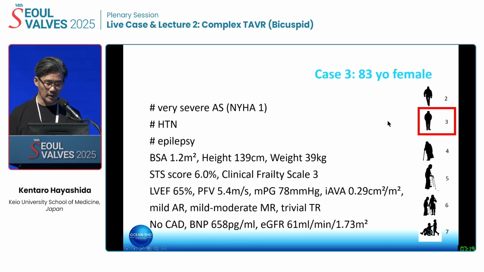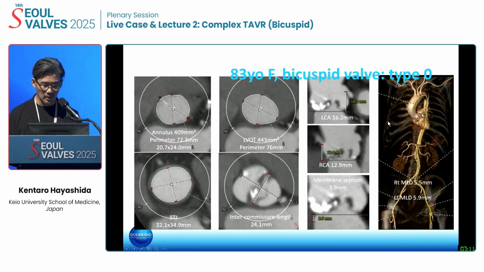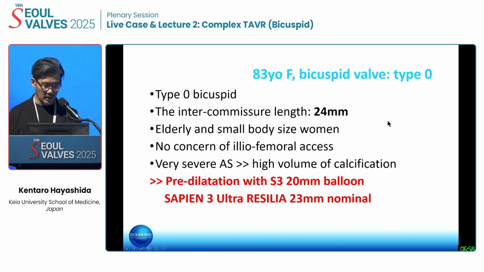And this third case, an 83-year-old female, developed very severe aortic stenosis with peak flow velocity of 5.4. And the aortic annulus was 409, and the intercommissural length was 24, and the sinus of Valsalva was quite spacious. And this is a type 0 bicuspid valve. And we decided to proceed with SAPIEN 3 Ultra 23 millimeter after pre-dilatation with a 20 millimeter balloon.